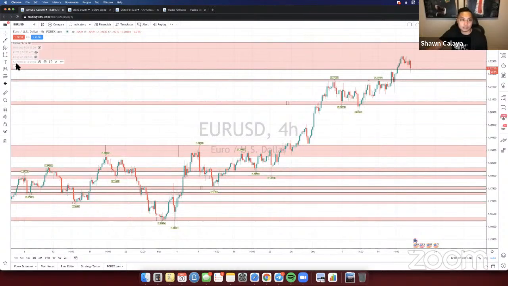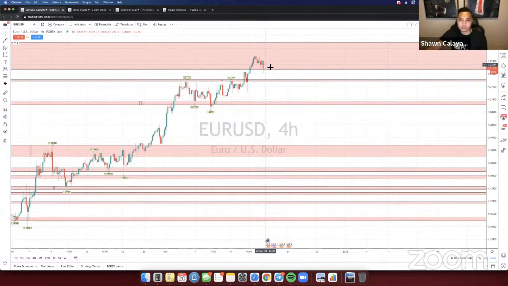So let's turn this off right here. Price is currently within this structure right here. So this upper structure is going to be 1.23234, and this lower structure right here is going to be 1.22172.